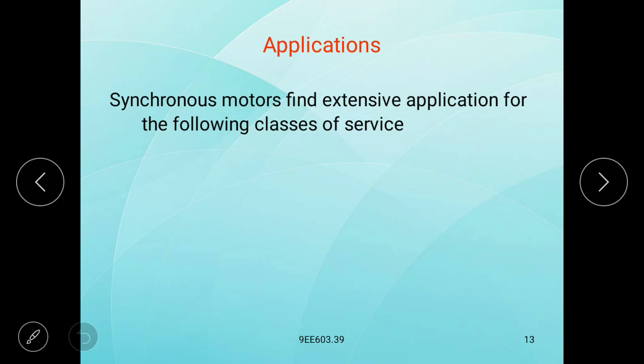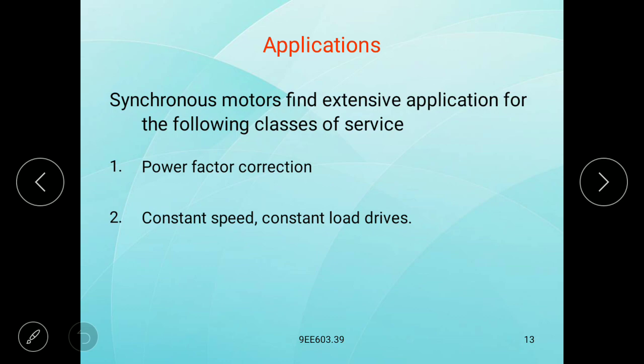Applications. Synchronous motors find extensive applications for the following classes of service: power factor correction, constant speed, constant load drives, voltage regulation.